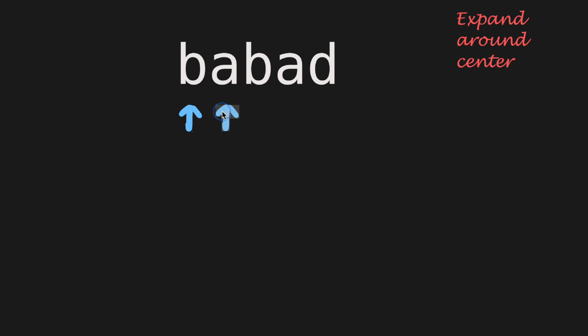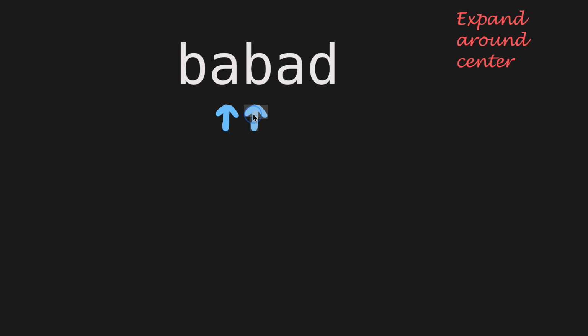Next we see character A and try to expand around it. To the left there is character B which matches the character on the right, which is also B. So we get a valid palindrome of length 3, which is BAB. Expanding further is not possible as there is no character on the left which can balance this A on the right. So the longest palindrome with A as the center will be BAB.